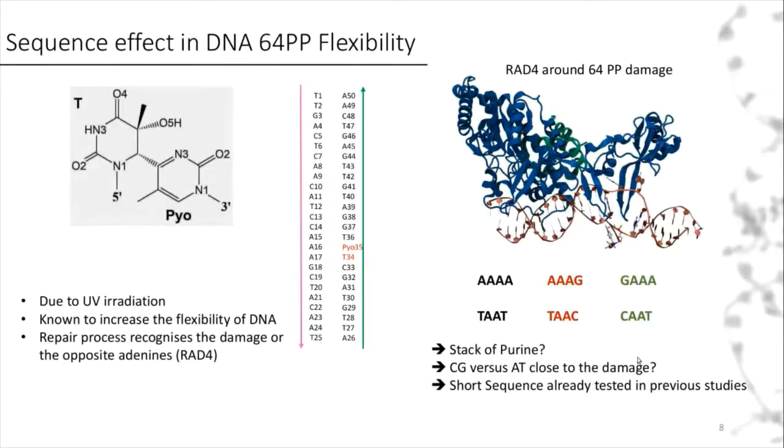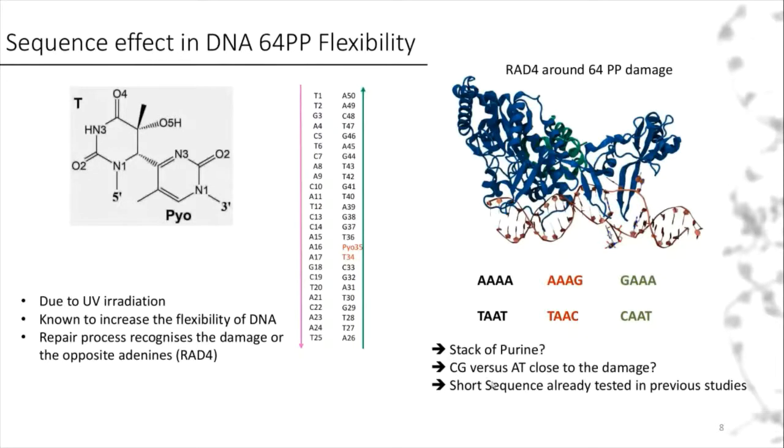oligonucleotide. So we have chosen 6 sequences. So the one used by the experimentalists for this structure. So it's AAG, the inverted one, so TAC, and other sequences that were used in previous studies, so TAT and the inverted one AAA, and CAT and GAA.